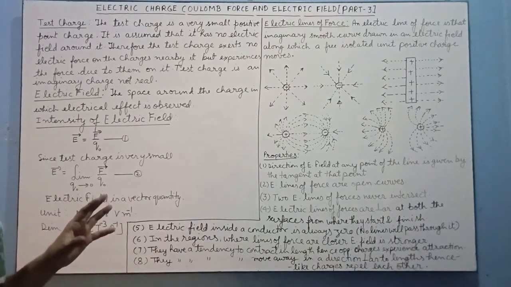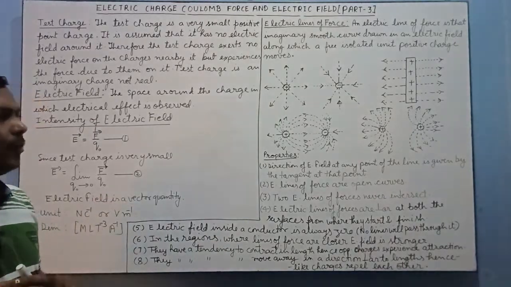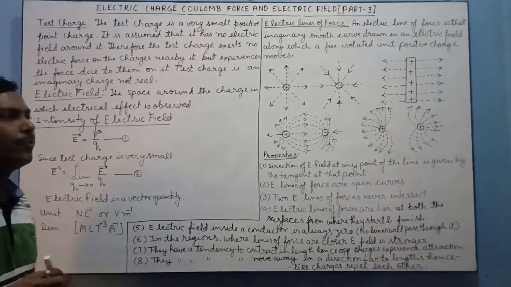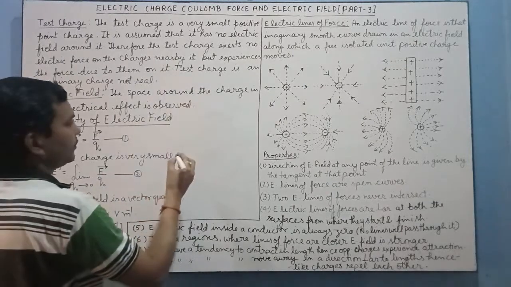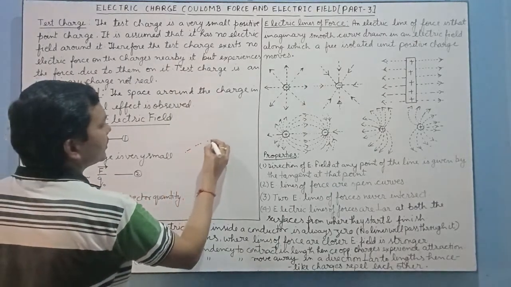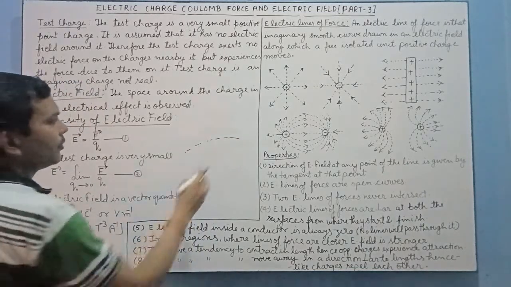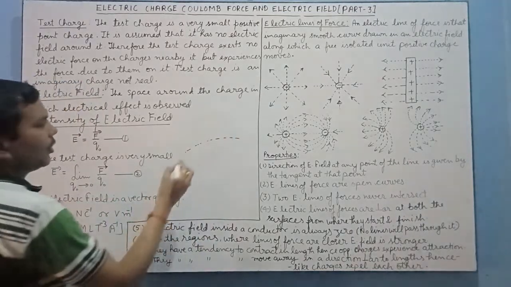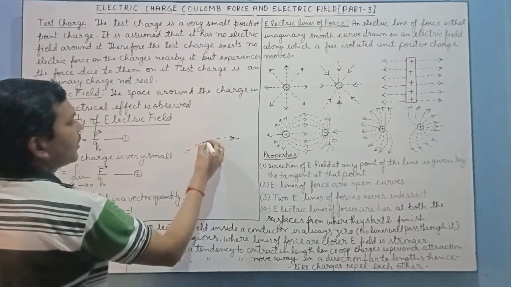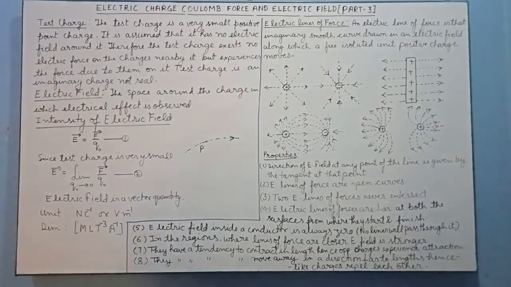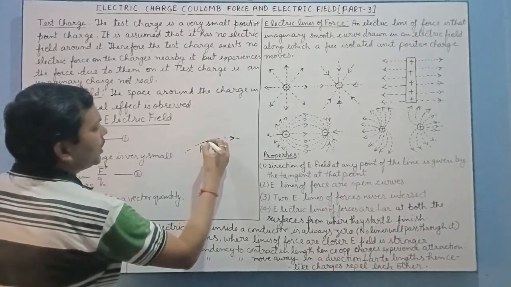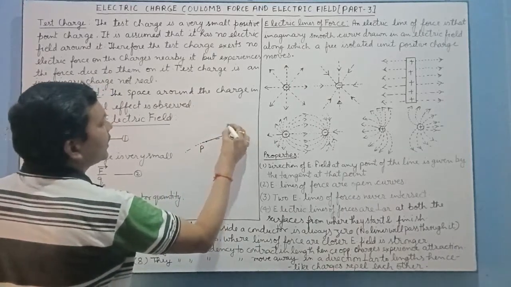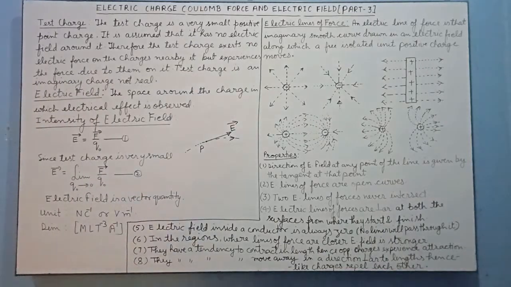First thing, if we want to obtain the direction of electric field at any point of the line, then what procedure will we adopt? Suppose that this is an electric line of force and we want to calculate the electric field at point P. To find the direction of electric field at this point P, we will draw a tangent at this point, and this tangent will provide the direction of electric field at this point.